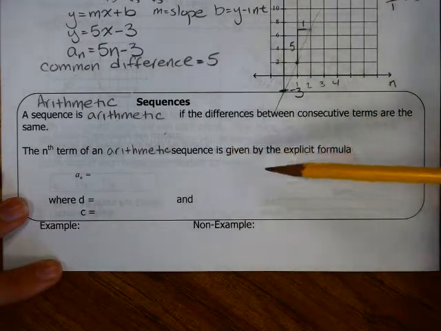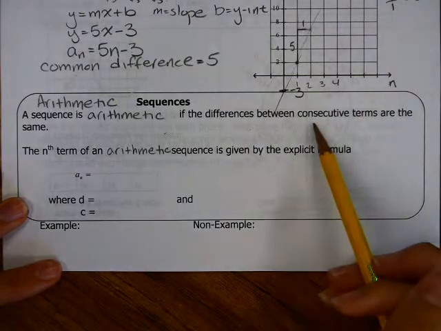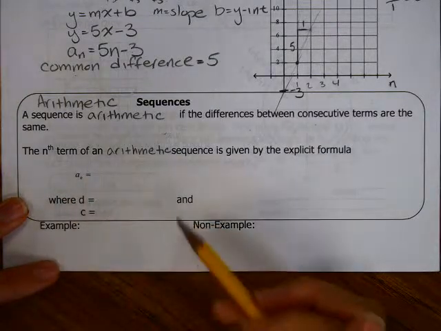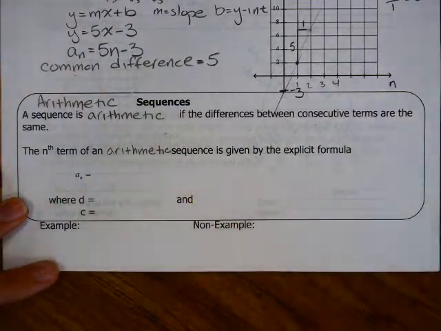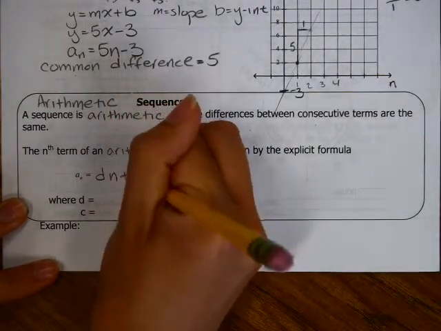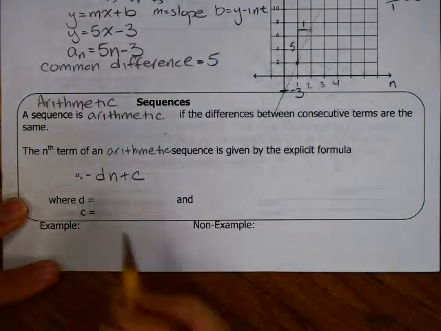A sequence is arithmetic if the differences between consecutive terms are the same. Remember, consecutive means one right after the other. And the nth term of an arithmetic sequence is given by this explicit formula. A sub n equals dn plus c. Now don't forget, this is your y equals mx plus b in disguise.